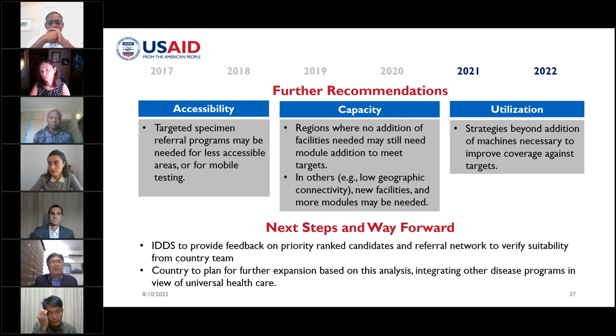So we will look into actually applying what we've learned from this third and of course scaled up network spatial analysis and try to cascade this down to the regions in order to both identify facilities that are very suitable for expansion while also improving the sample referral network and make it more achievable and more efficient for its implementation.